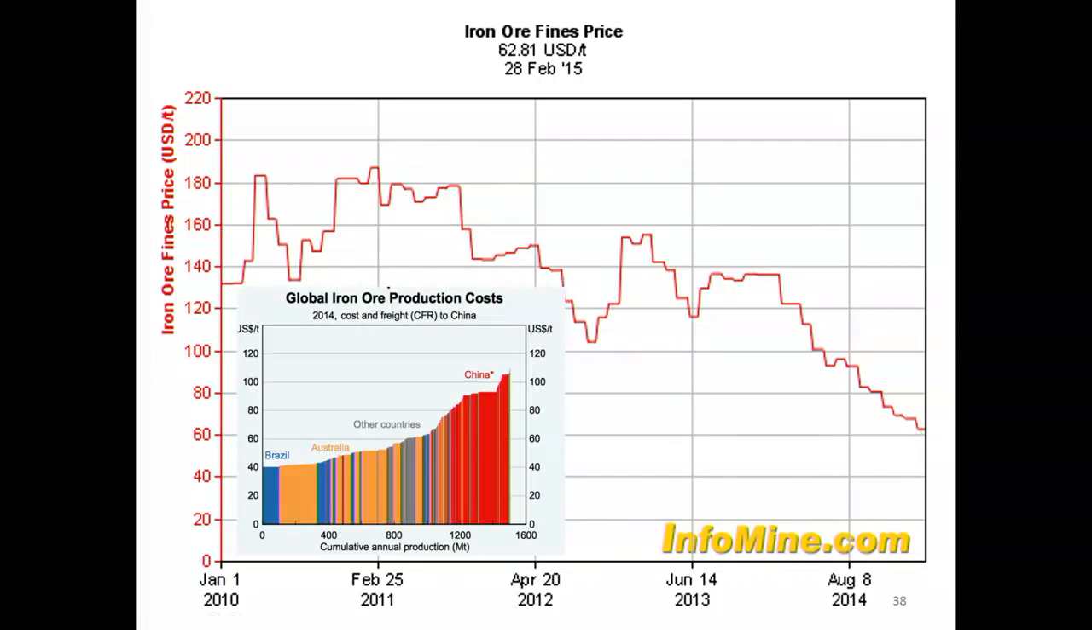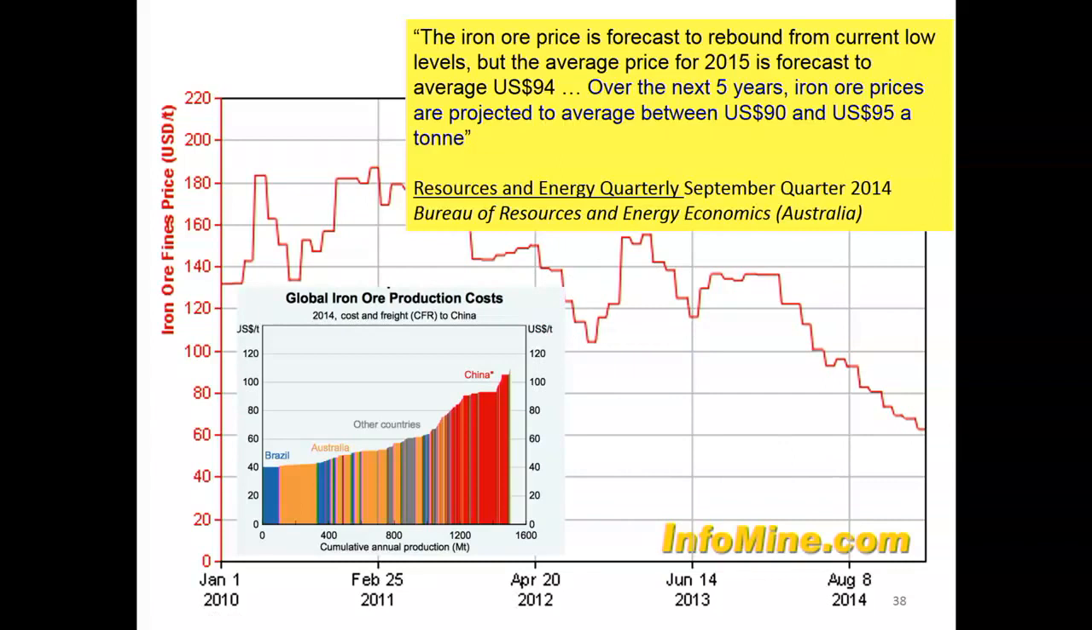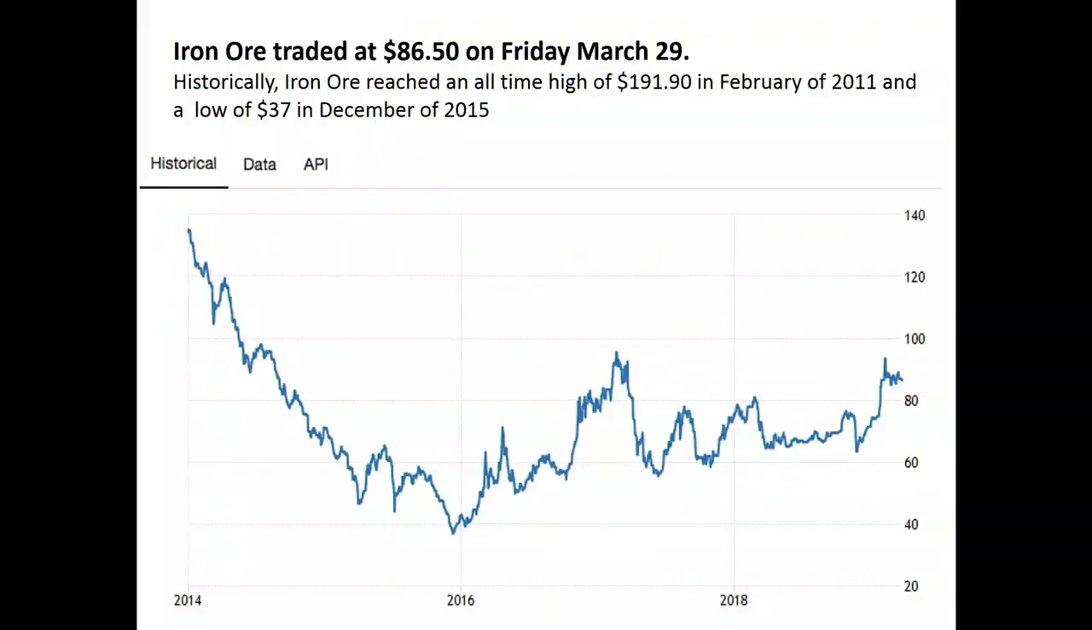So these are the iron ore production costs. So this is from 2014. Over the next 5 years, iron ore prices are projected to average between $90 and $95 a tonne. And so on Friday, the March 29th, the iron ore price traded at $86.